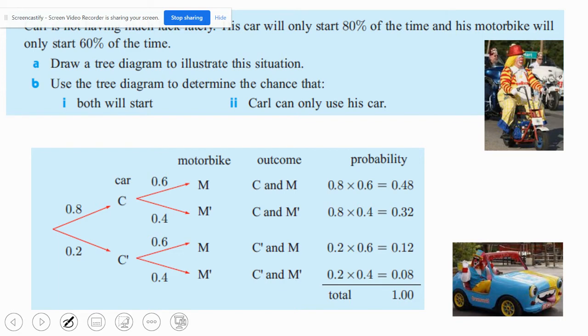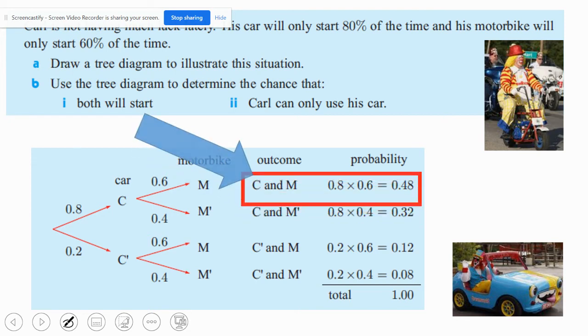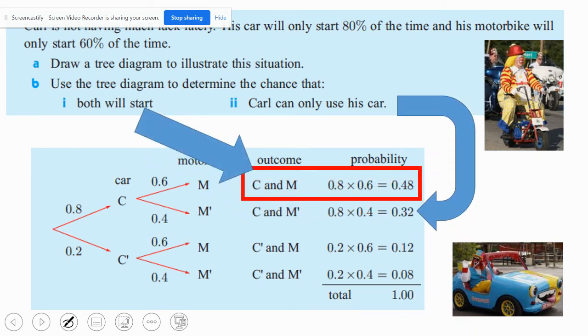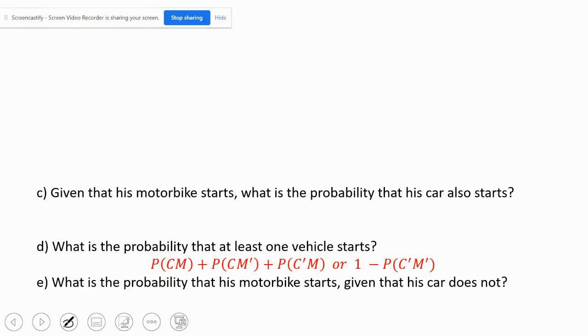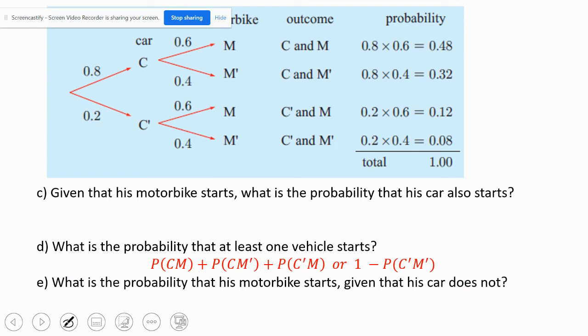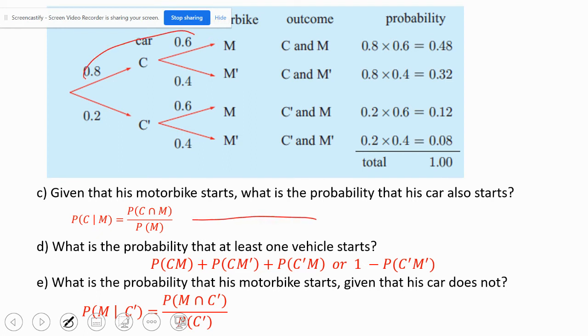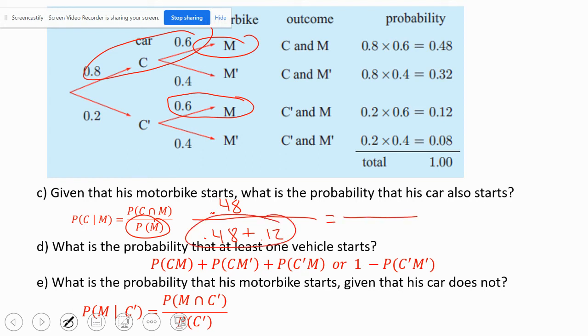There's your answers. You can check that. So the first one, and then there's the second one. So the conditional probability, given that his motorbike starts, what's the probability his car also starts? It's the probability that both of them start divided by the probability that the car starts. So the both would be this path, and the total probability that the motorbike starts would be this path and this path. So 0.48 and 0.12. And when you use your calculator, you need to either use parentheses or simplify that first.